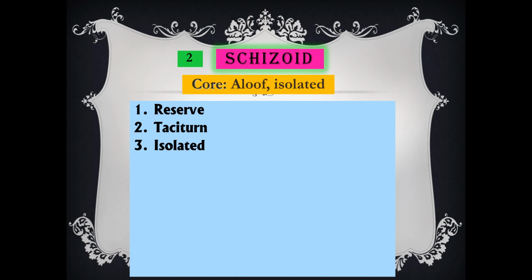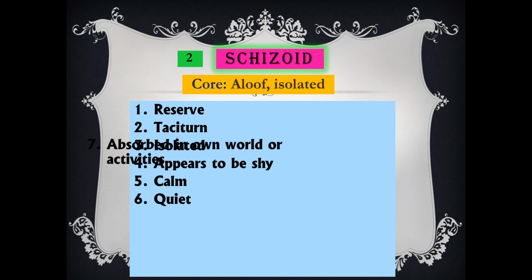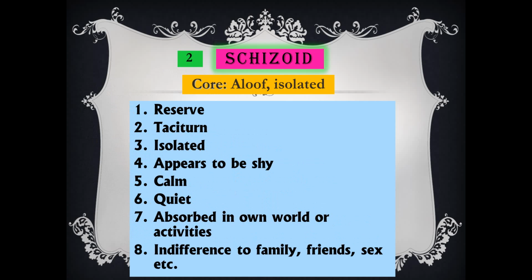So here schizoid is reserved, taciturn. One who talks very little is taciturn. Then appears to be shy, calm, then quiet, absorbed in own world or activities. Remember, you are not going to call a yogi or a spiritual person who is sitting very quietly a schizoid only on the basis that he is quiet and calm. These features have to coexist. Taciturn means one who doesn't talk. Silent. Then there is indifference to family, indifference to friends, indifference to sex. So these are the features. And its core is aloof and isolated. So he is aloof and isolated.